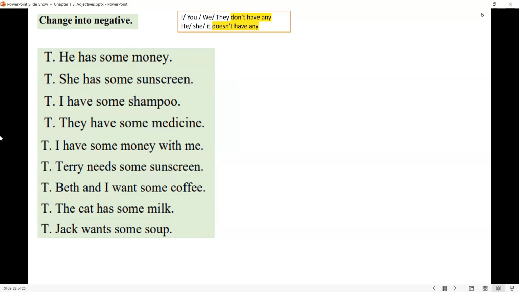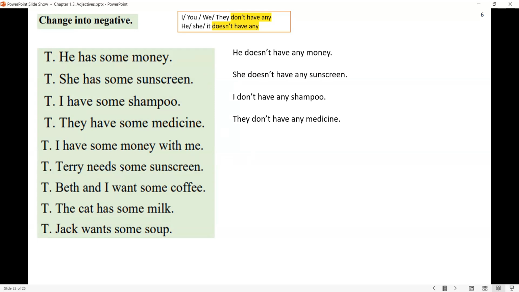Okay, he has some money. Negative, he doesn't have any money. She has some sunscreen. She doesn't have any sunscreen. I have some shampoo. I don't have any shampoo. They have some medicine. They don't have any medicine. I have some money with me. I don't have any money with me.